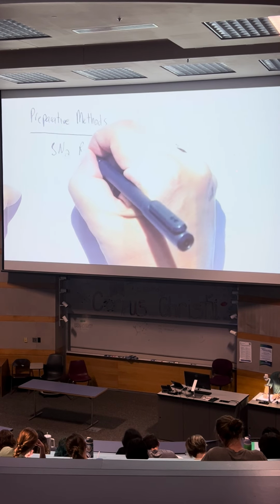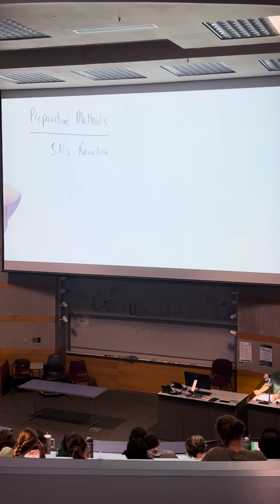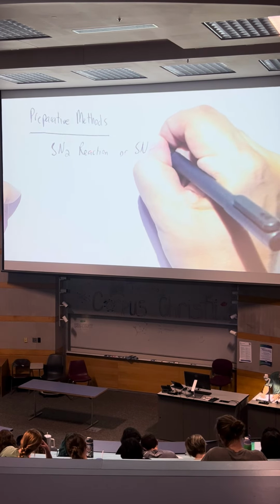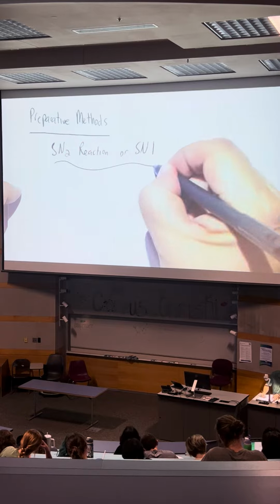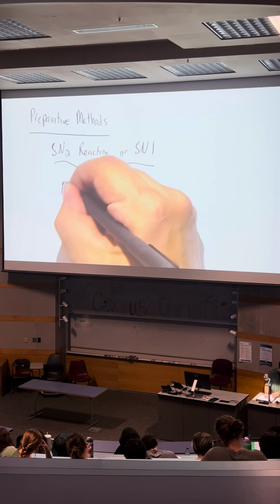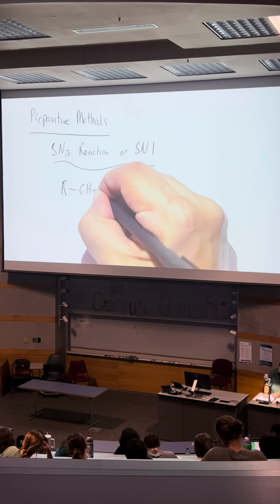And so as I pointed out, we saw some of these before. This is going to be either the SN2 reaction or the SN1. So this is from OChem 1, of course. One of those reactions involved the substitution of alkyl halides.